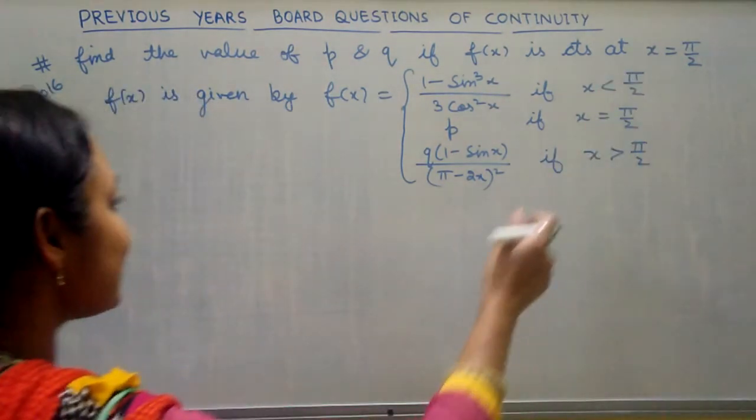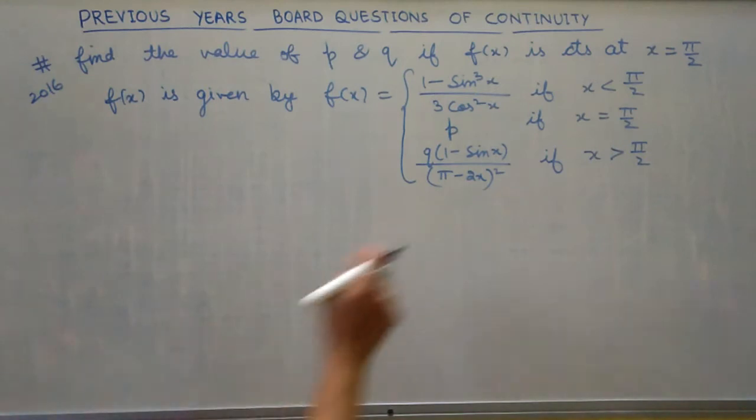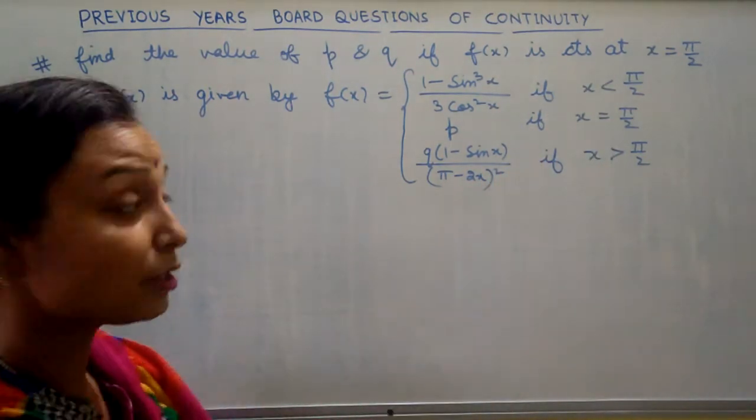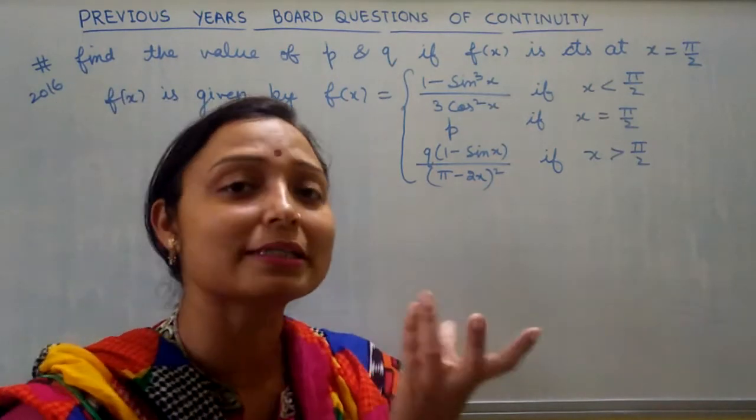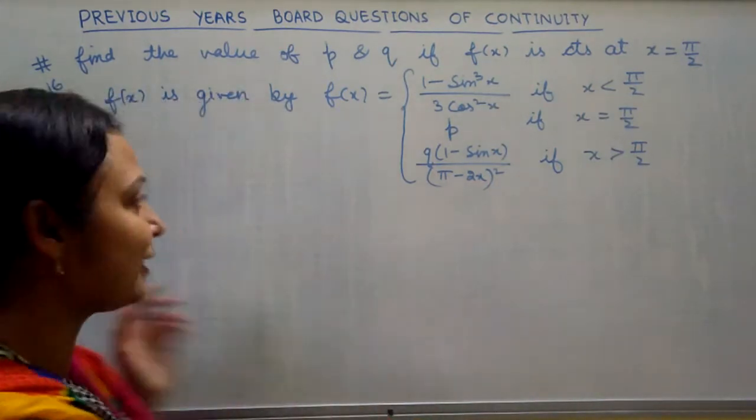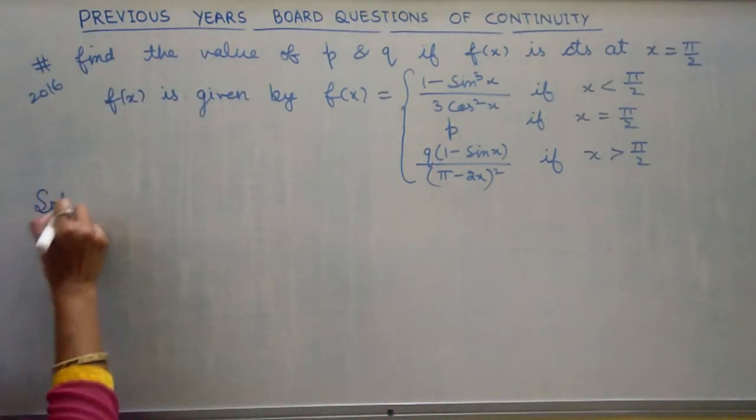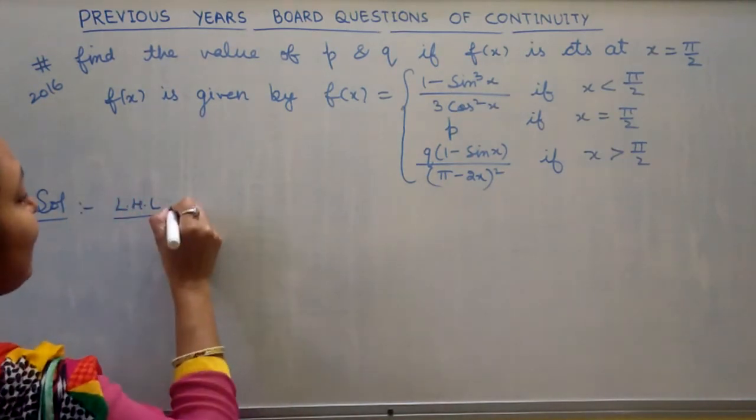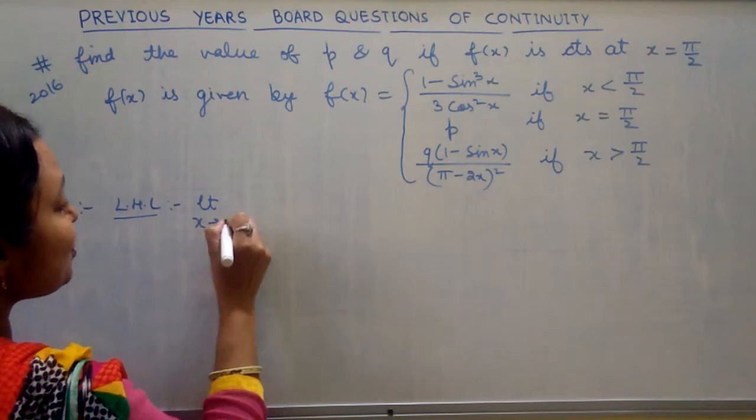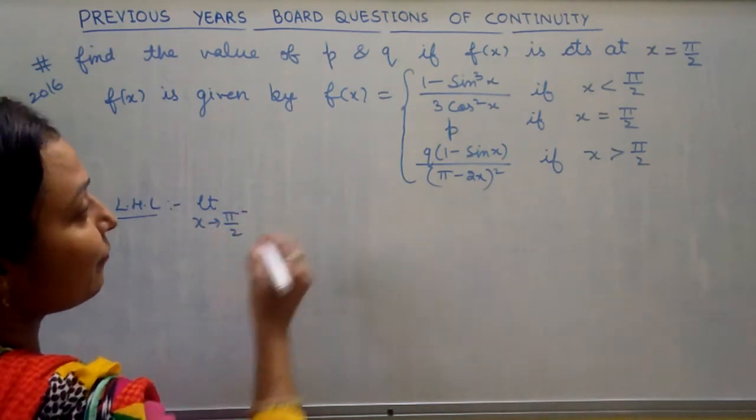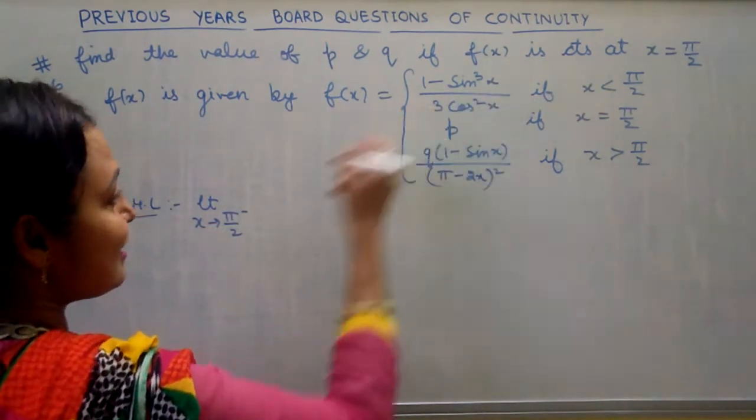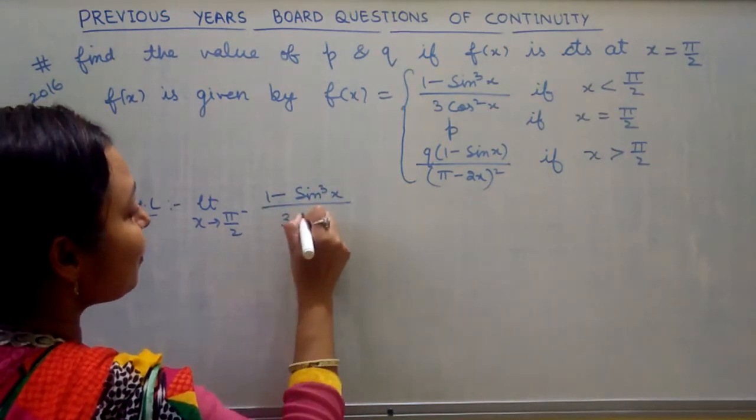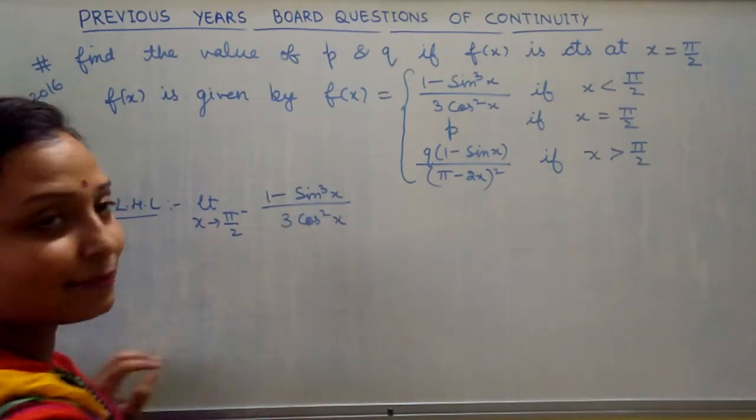So we have three limits for this question. One is for equal to, one is for left hand limit, one is for right hand limit. So this question is lengthy, so I will take one by one the left hand limit and right hand limit. Take the left hand limit. When you take the left hand limit x approaches to pi by 2 negative f x, that is 1 minus sine cube x upon 3 cos square x, right?